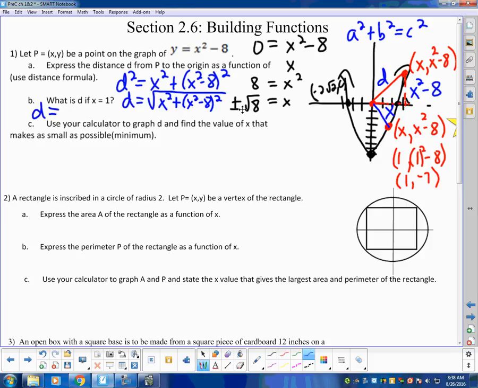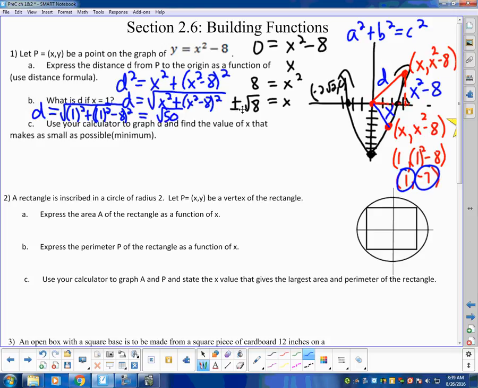Let's plug it in here. That's 1. Show our work: we have 1 squared plus (1 squared minus 8) squared. So 1 squared is 1, plus 1 minus 8 is negative 7, right over here, squared. So I have 1 squared plus negative 7 squared, which is 50. So my distance is root 50.